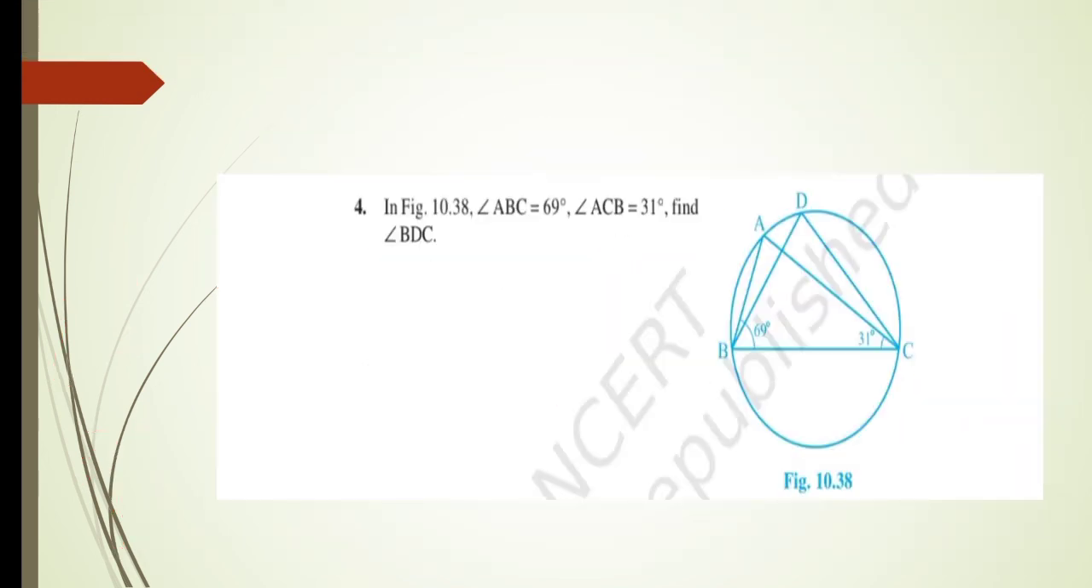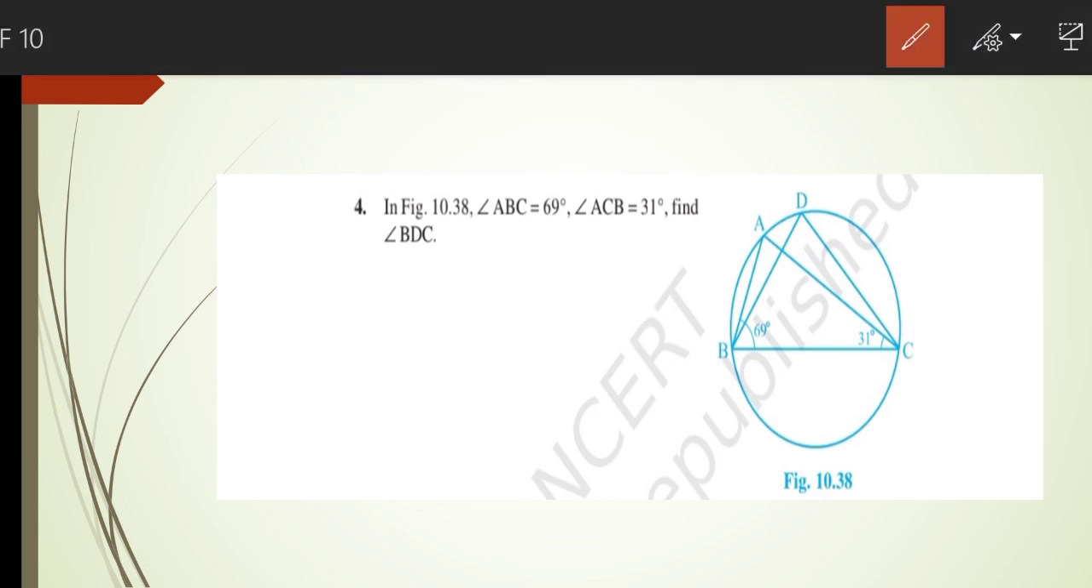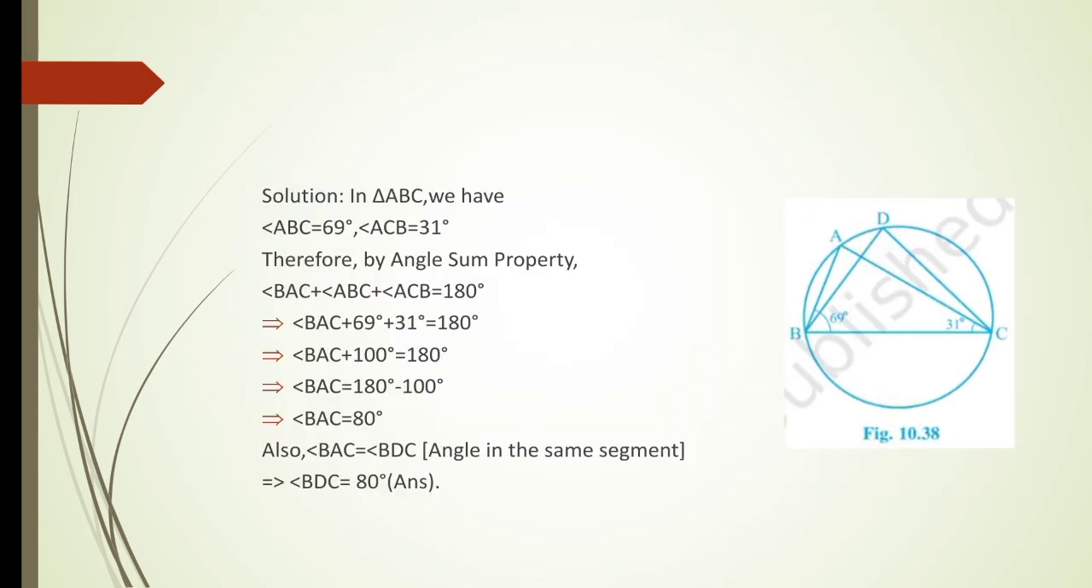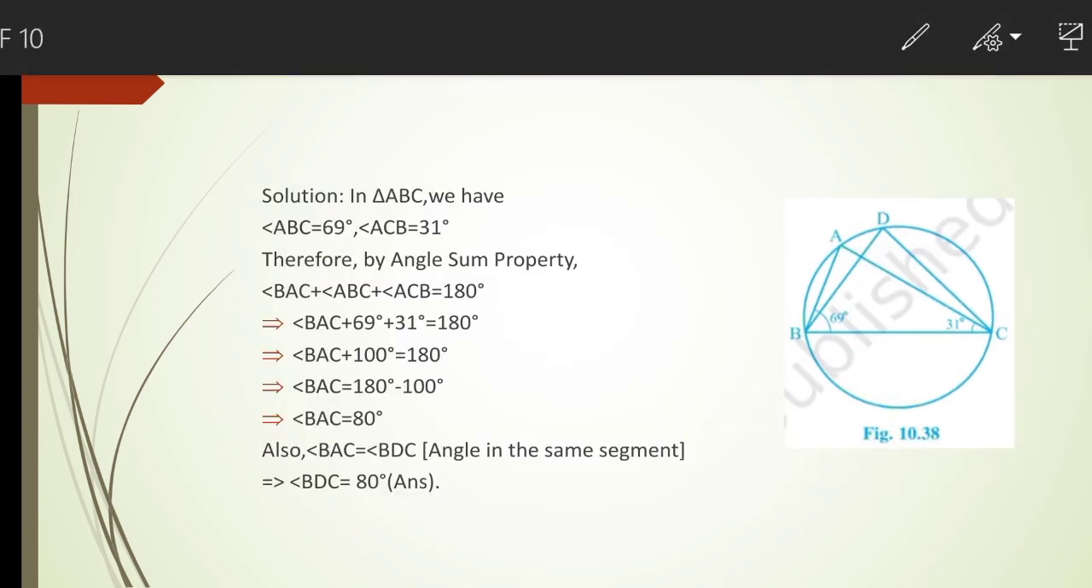Last sum is a triangle. Two triangles are given inside a circle. Here angle ABC is 69 and ACB is 31. We need to find angle D. So first we are going to find angle A of triangle ABC. In triangle ABC, angle B is 69, angle C is 31.